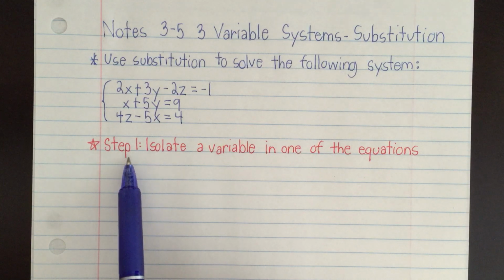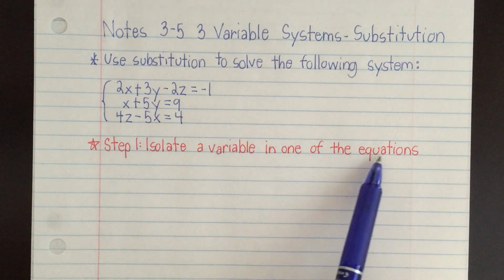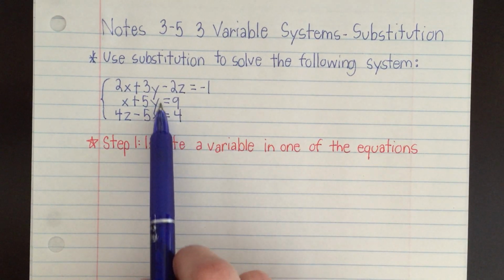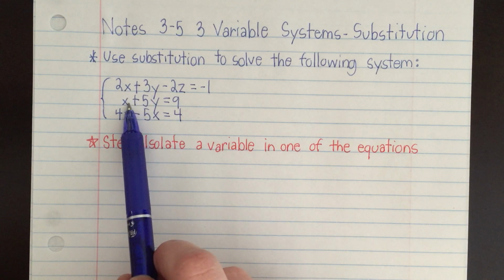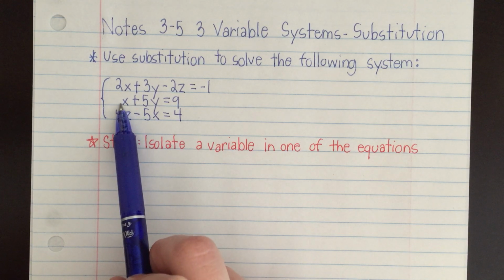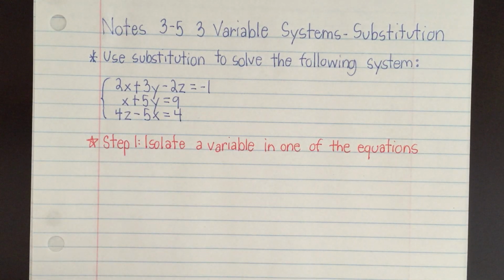So our very first step, just like before with two variables, is to isolate a variable in one of the equations. Looking at these equations here, I notice these two equations only have two variables. Also, what's nice about this equation is that the x has a 1 for a coefficient. So that will be very easy to isolate because I won't have to divide.